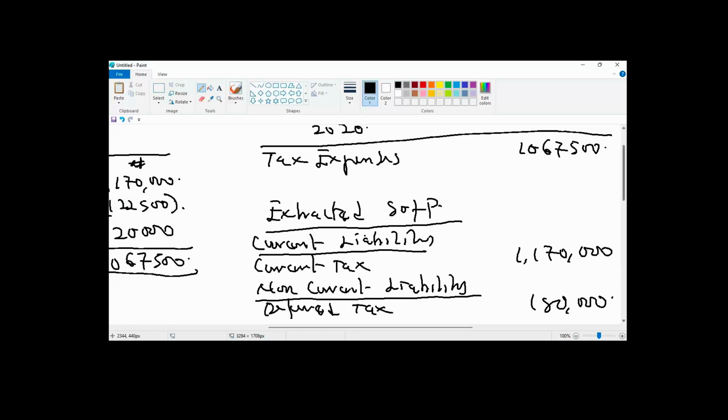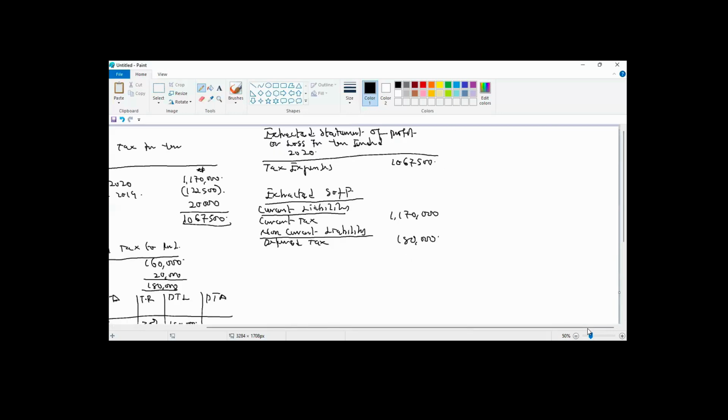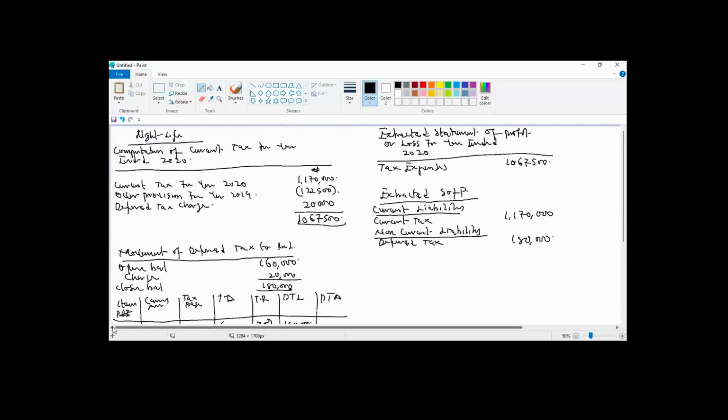You are still going to do this one. This is the accounting entry. You are still going to do it in the statement of financial position in your published account. This is it.